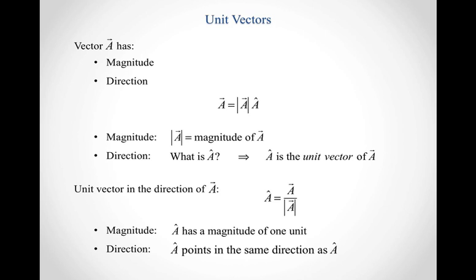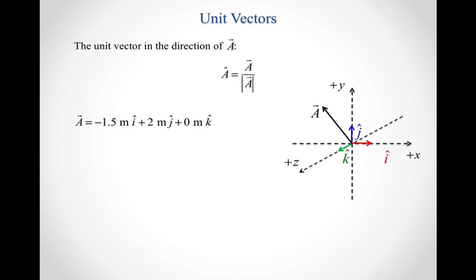So how do I build this unit vector A hat? Well, let's look at our example, the same vector we were talking about before: negative 1.5 meters I hat plus 2 meters J hat plus 0 meters K hat. And again, just going through this process, when I think about what A hat is, it's going to be a vector with a length of 1 unit that points in the direction of vector A.